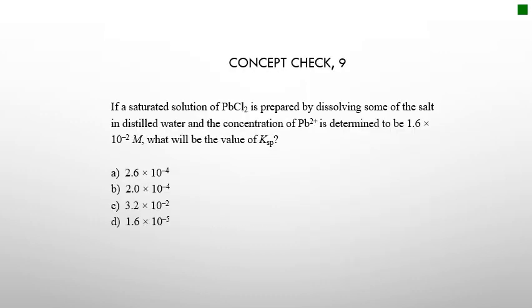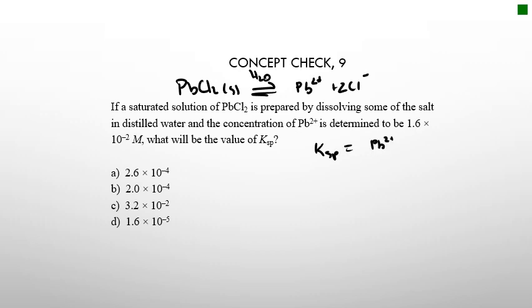Okay, so we're now going to actually look at how to calculate the KSP value from the concentrations that are given. So the first thing that I want you to always do, once again, is to set up your balanced equation. So for this, we would have PbCl2 as a solid going into water, and it would form Pb2+ and 2 Cl- ions. So my KSP expression would therefore be Pb2+ times the Cl- concentration squared.